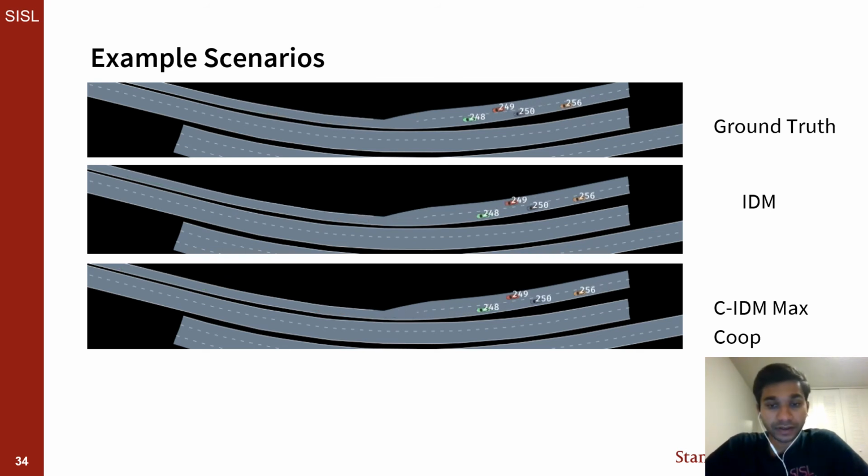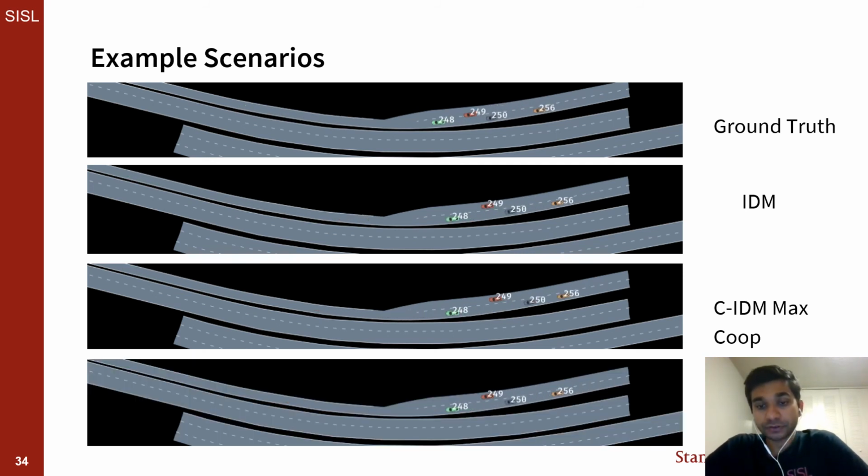Here is how the vehicles will drive when they are driven by CIDM, so the maximum possible cooperation level. And we see that the vehicle 250 and 256 come to a complete standstill. So even though they are not colliding and hence are very safe, they're not very efficient. This last video shows the particle filtering based method in action. So here we see that the cooperative IDM has its parameters learned using our particle filtering method, and we find that it's closest to the ground truth demonstration in comparison to the vanilla IDM and the cooperative IDM with max cooperation.